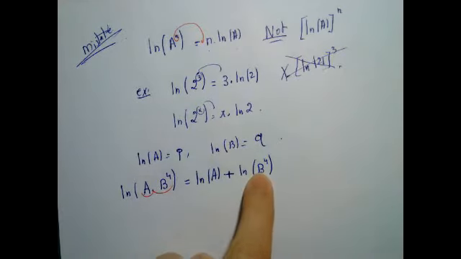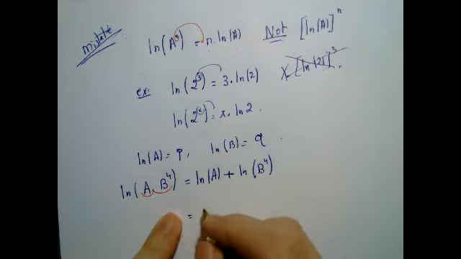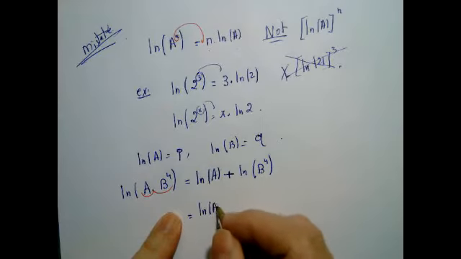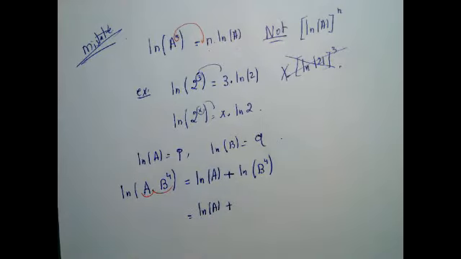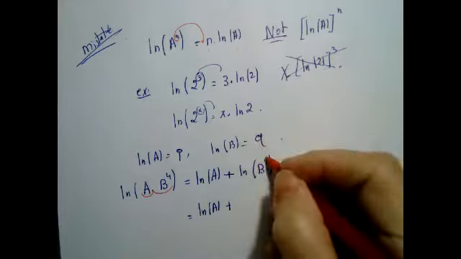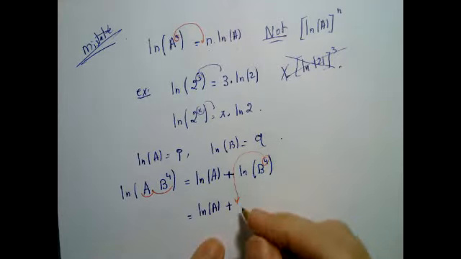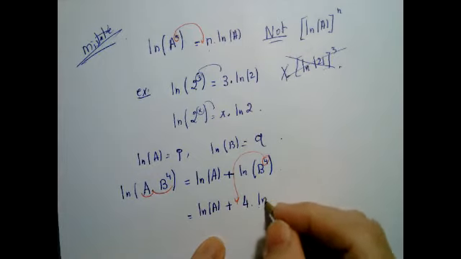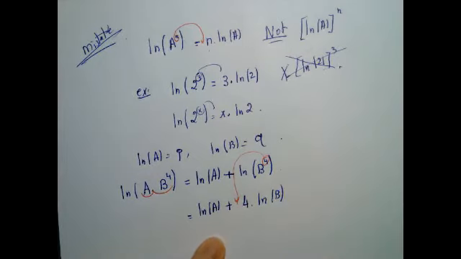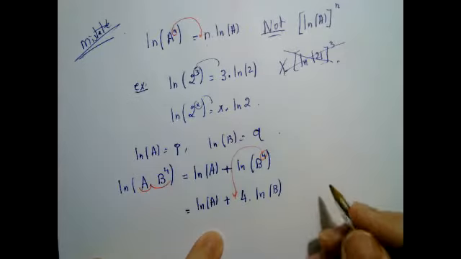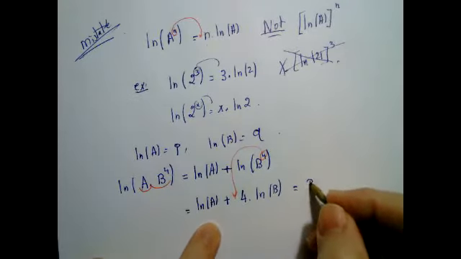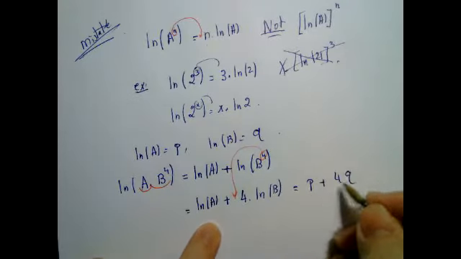And the mistake comes up here. So this should be ln of a plus this 4. It doesn't become a power. This 4 goes down here and becomes 4 times the ln of b. And this will become p plus 4q.